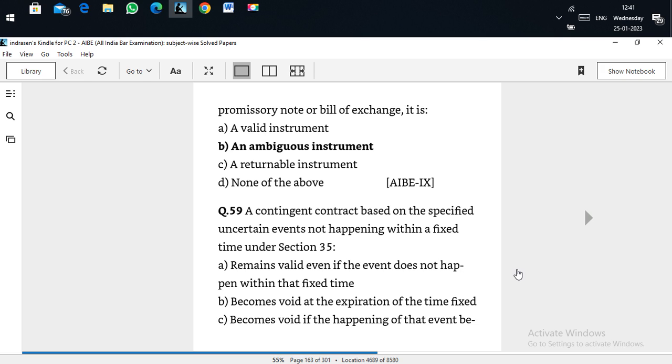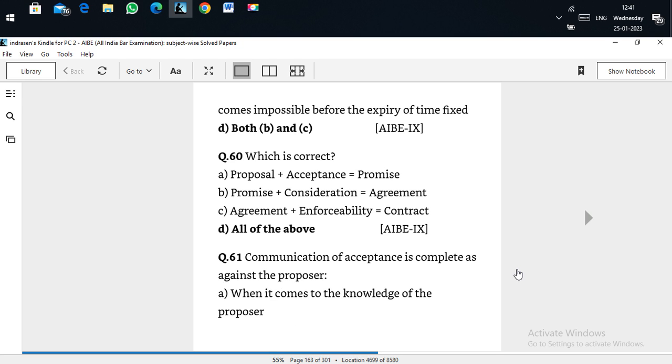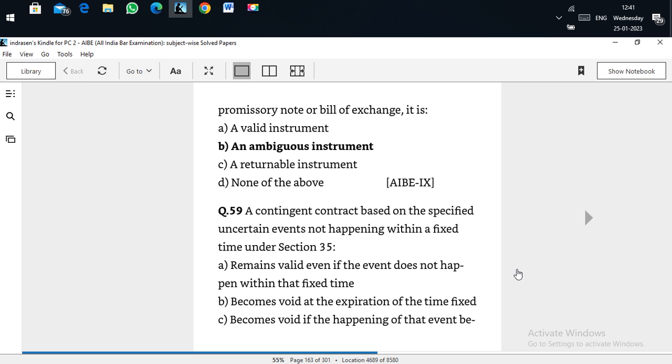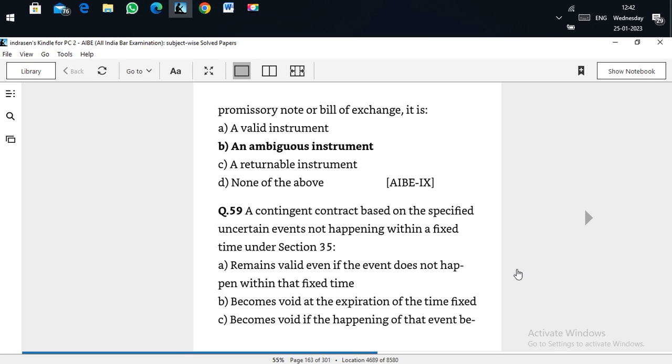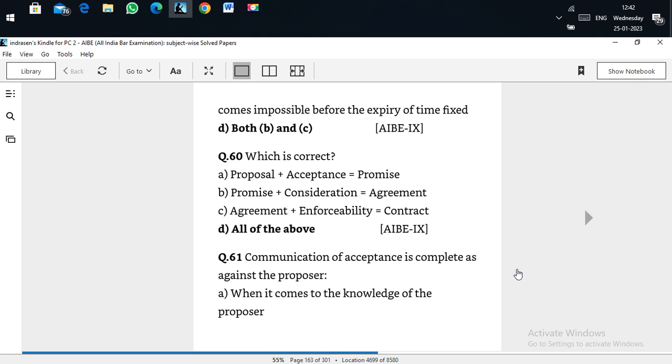A contingent contract based on a specific uncertain event not happening within a fixed time, under Section 35, becomes void at the expiration of the time fixed, and it also becomes void if the happening of the event becomes impossible before the expiry of the time fixed. Both B and C are correct.